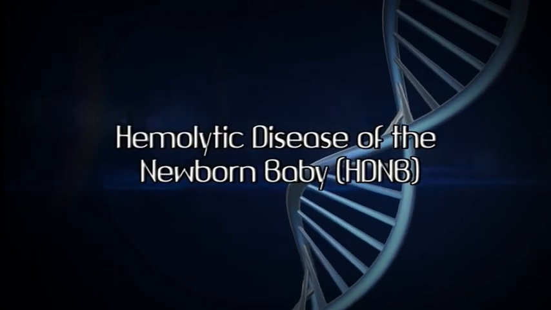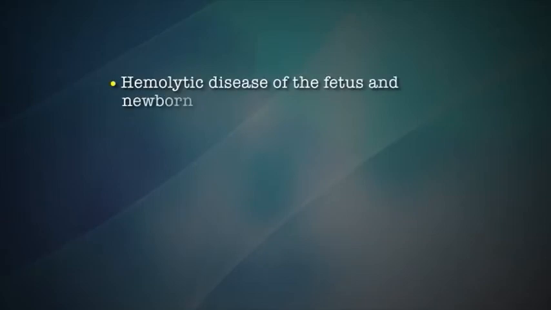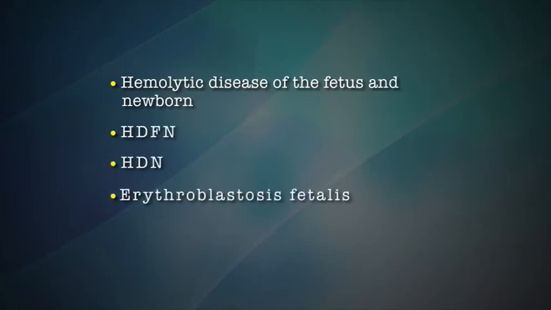Hemolytic disease of the newborn baby. It is also known as hemolytic disease of the fetus and newborn, or HDFN, or HDN, or erythroblastosis fetalis. It occurs when fetal red blood cells, or RBC, which possess an antigen acquired from the father that the mother lacks, cross the placenta into the maternal circulation, where they stimulate antibody production. The antibodies return to the fetal circulation and result in RBC destruction.